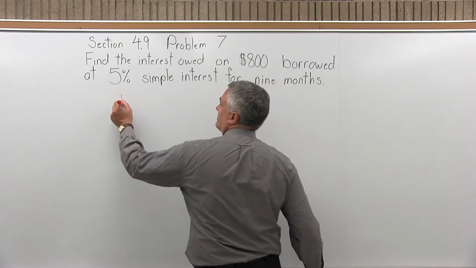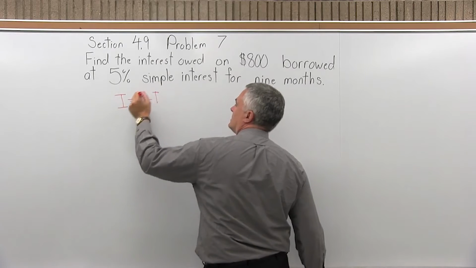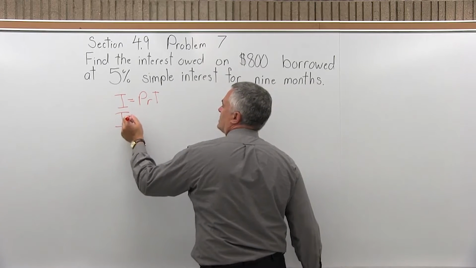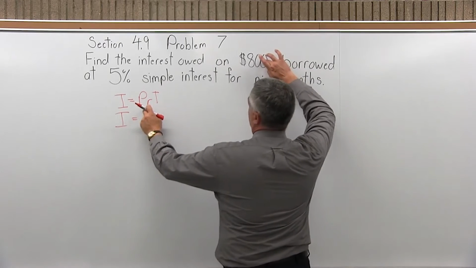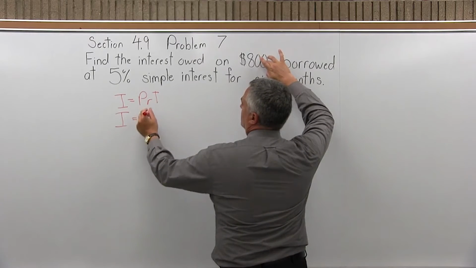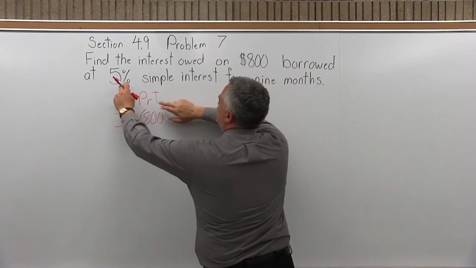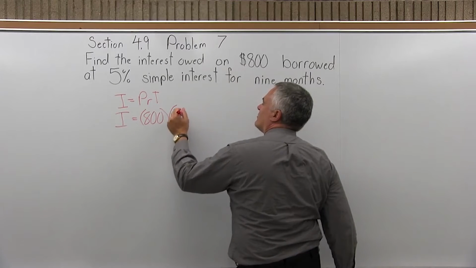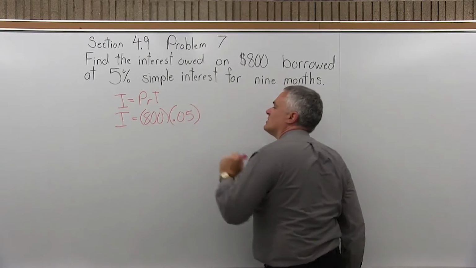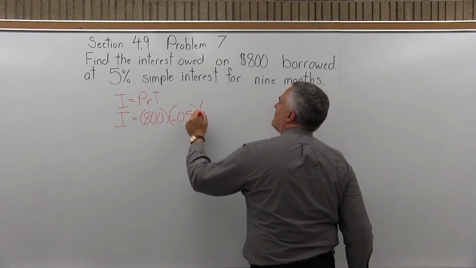So the simple interest formula is I equals PRT. So let's go ahead and fill that in. I is the interest earned or interest owed in this case. P is the principal or initial amount. So for this problem, that's 800. R is the rate as a decimal. So 5% is the rate, but you can't put in 5%. You have to write it as a decimal. So that's 0.05.